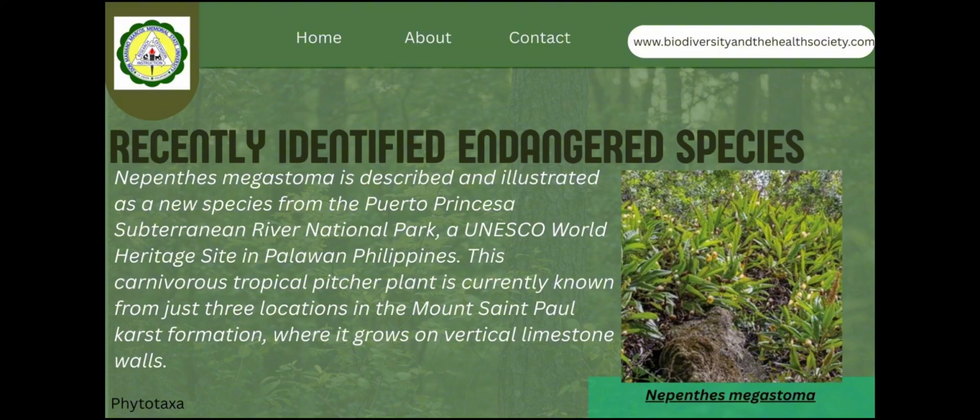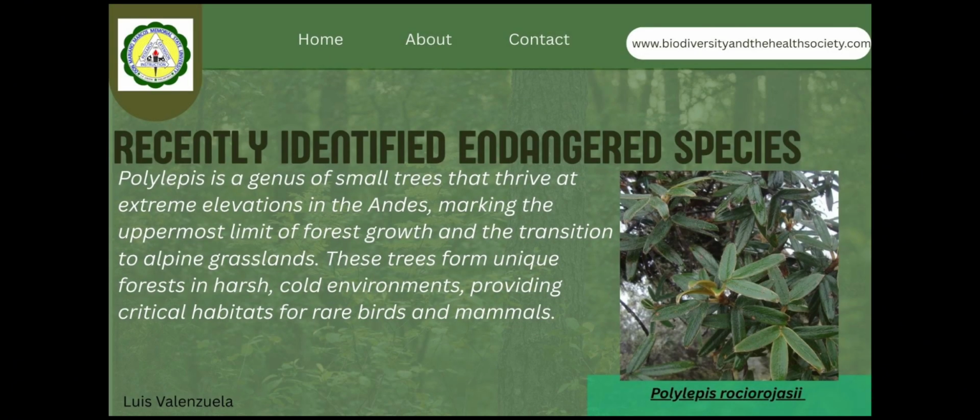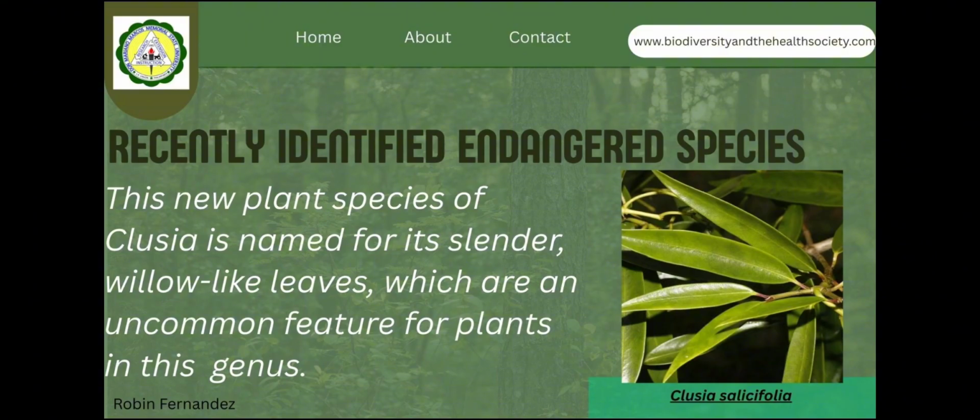Polylepis is a genus of small trees that thrive at extreme elevations in the Andes, marking the uppermost limit of forest growth and the transition to alpine grasslands. These trees form unique forests in harsh, cold environments, providing critical habitats for rare birds and mammals. This new plant species of Clusia is named for its slender, willow-like leaves, which are an uncommon feature for plants in this genus.